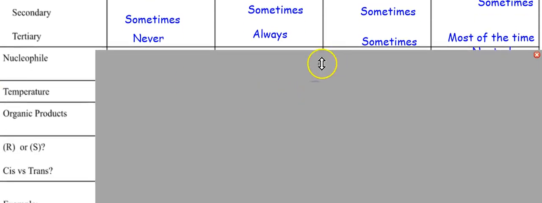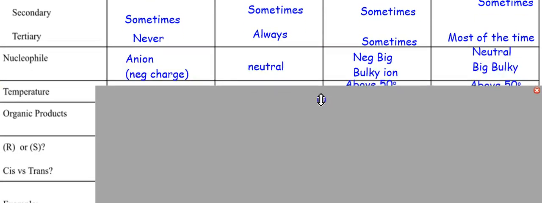For your nucleophile, hopefully this makes sense. For your SN2, you're looking at your negative anion and your neutral nucleophile for SN1. And then for elimination you're looking at big bulky ones. Why do they need to be bulky? Because they can't do substitution if they are bulky. They can't fit in to knock that leaving group out. So you want the big bulky ones for elimination. Otherwise they can't fit in to do anything else.